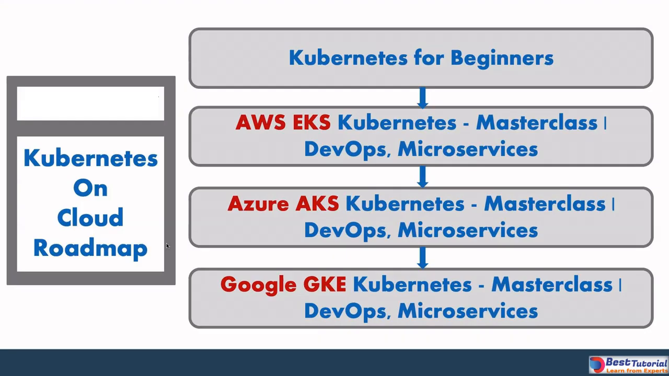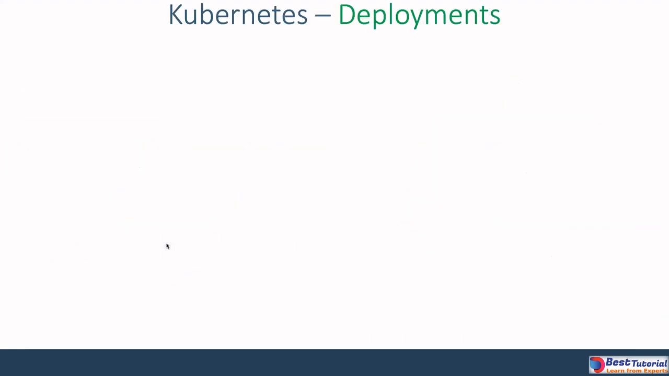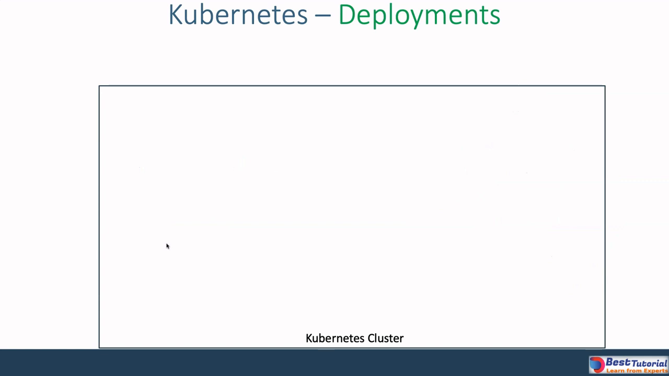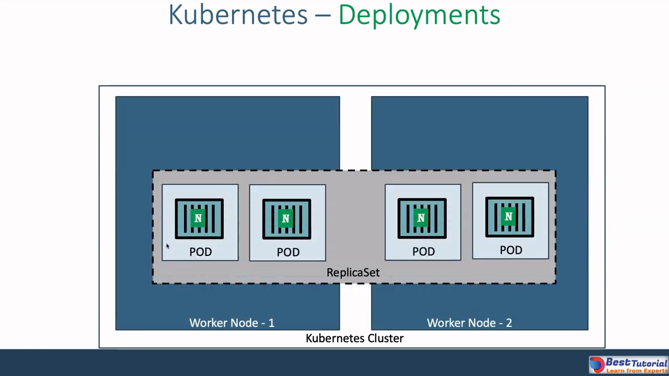Welcome back. In this lecture, we are going to understand one more Kubernetes core concept called deployments. We have already seen a Kubernetes cluster with 2 worker nodes and 2 pods in each worker node from a replica set.